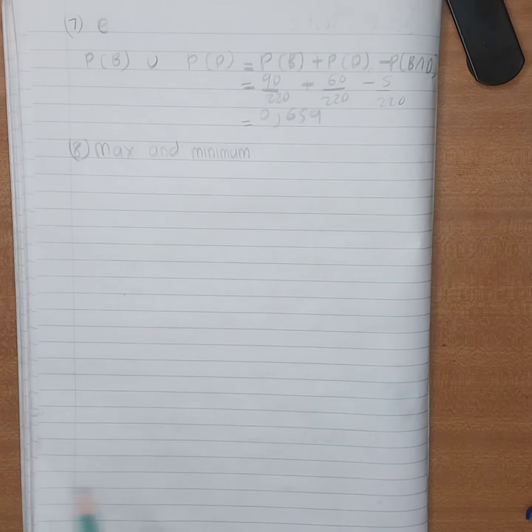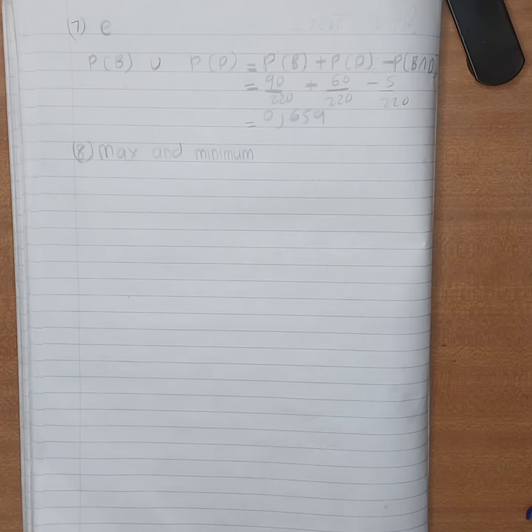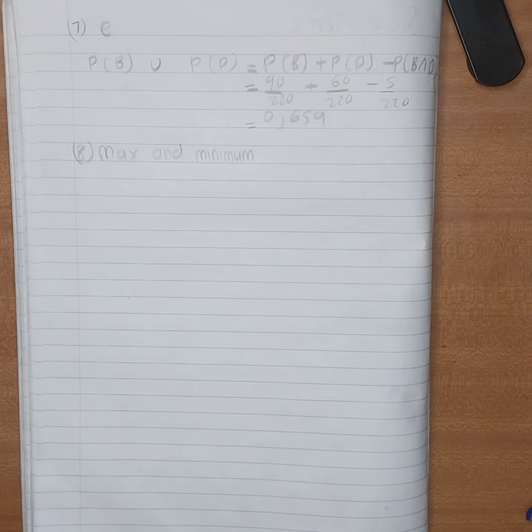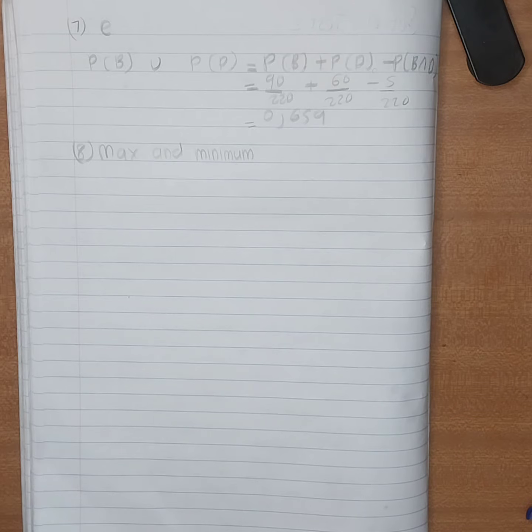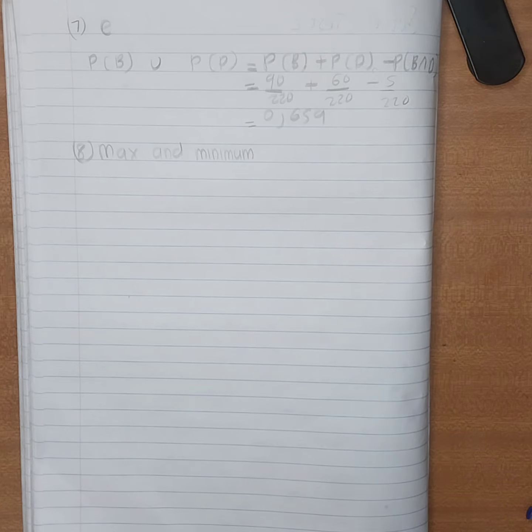So this is the second segment of our test 2 set D. If you haven't watched the first video, please make sure to go watch it because it was talking about the time series part of test 2. This video is going to be focusing on the probability segment, which is question 7 all the way to question 10. So let us get right into it.